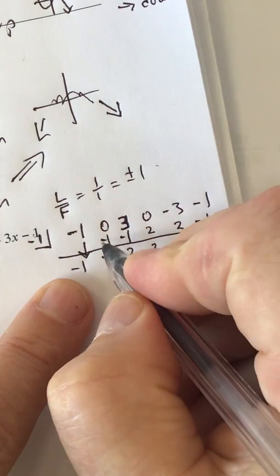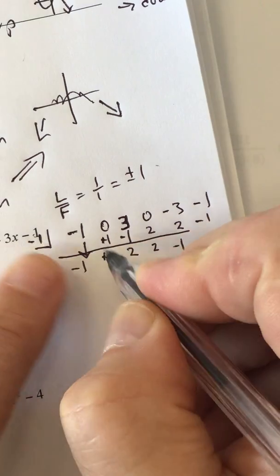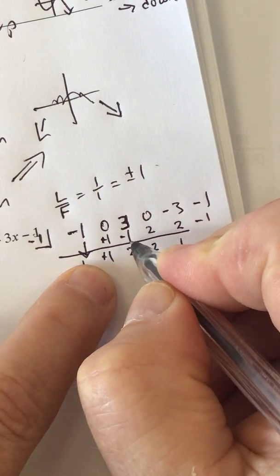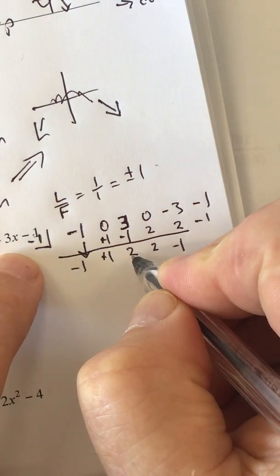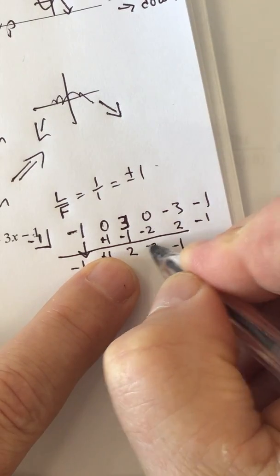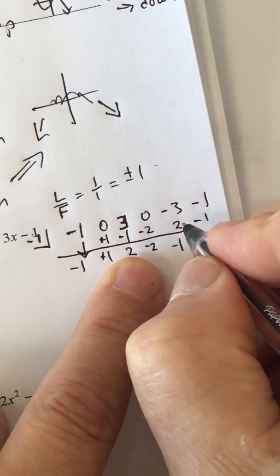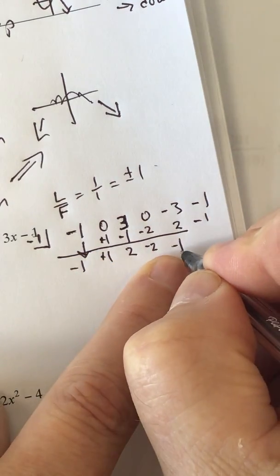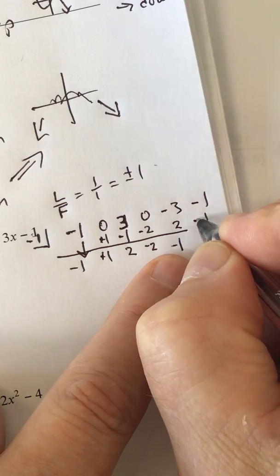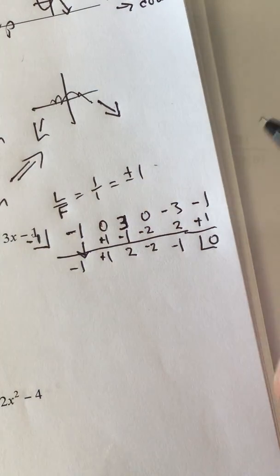Okay, negative 1 times 1 now is positive 1. 0 plus positive 1 is 1. Negative 1 times 1, that's still going to be negative 1. That makes 2. Negative 1 times 2 now is negative 2. 0 plus negative 2 is negative 2. Negative 1 times negative 2 is 2. That adds to negative 1. Negative 1 times negative 1 is 1. Okay, negative 1 worked. There's one of them.